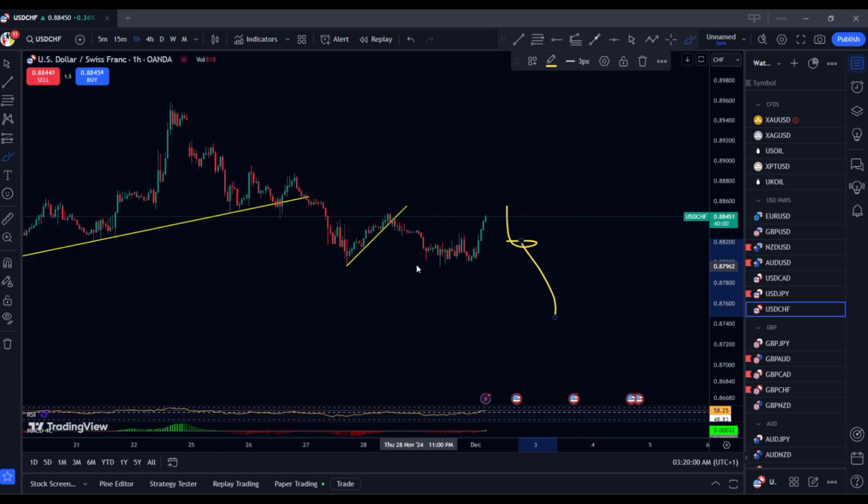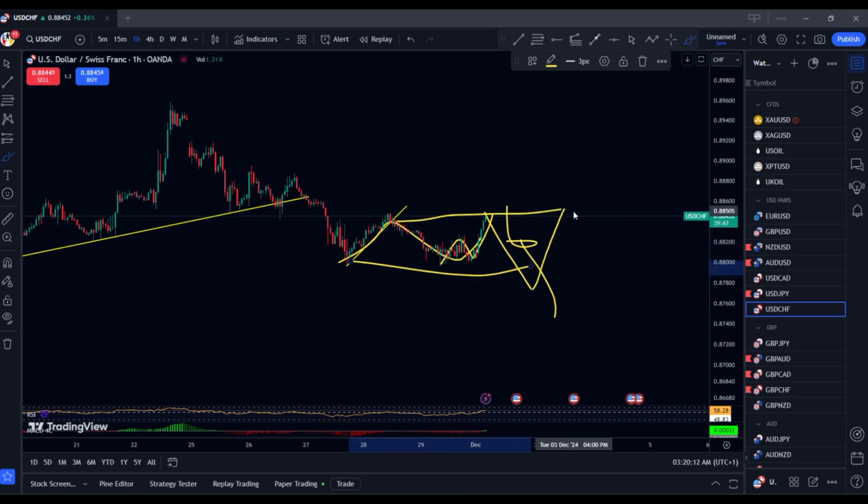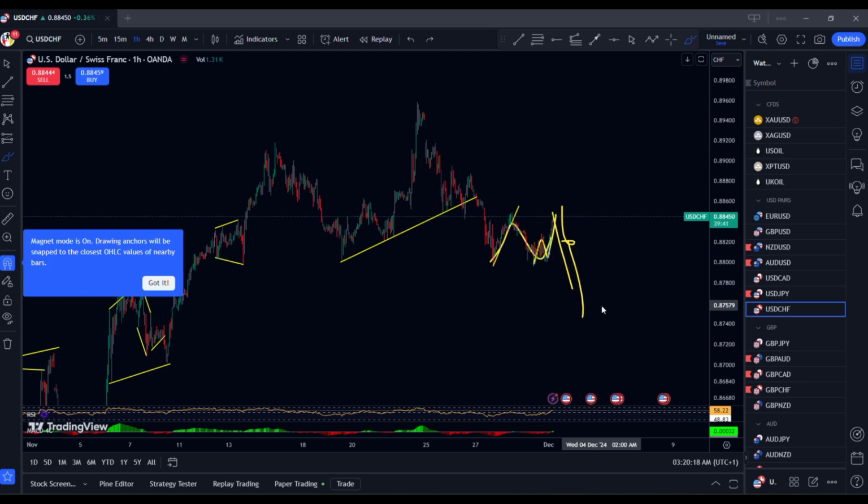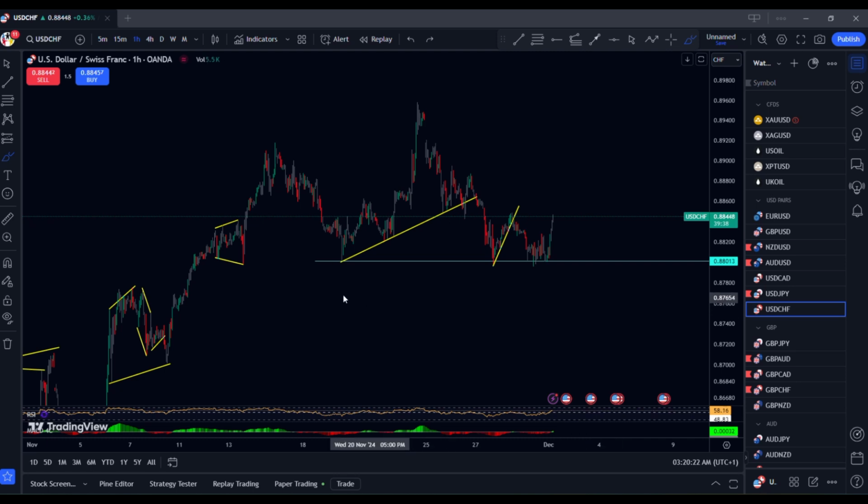But then also have in mind that this is where the correction majorly is in all these moves. So we could come here, break the low back up for this before we come down. So have that also at the back of your mind, and this is going to help you regarding where you place your stop losses and all that.